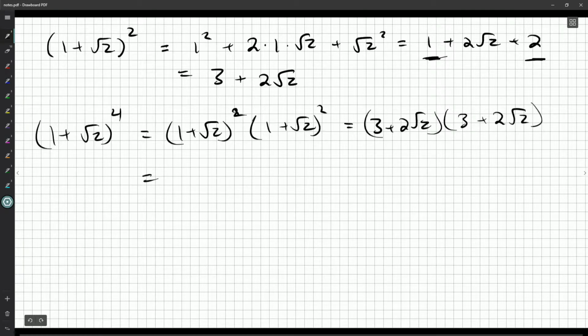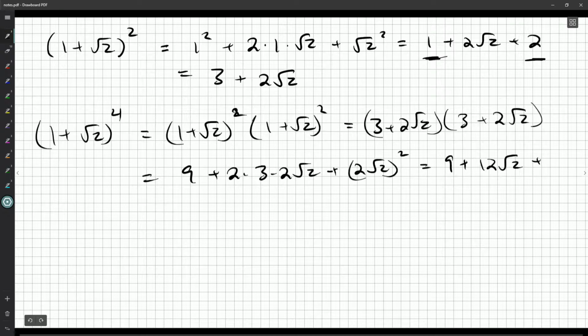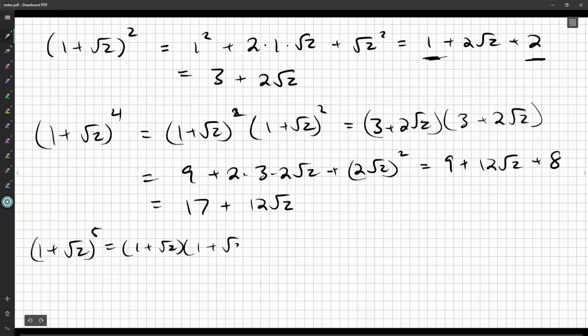So I can square it, and I'll get 9, and then 2 times 3 times 2√2, and then (2√2) squared. So we'll get 9 + 12√2 + 4 times 8. Grouping that all together, we'll get 17 + 12√2. Now what do we actually want? We want (1 + √2)^5. Well, that's (1 + √2) times (1 + √2)^4.